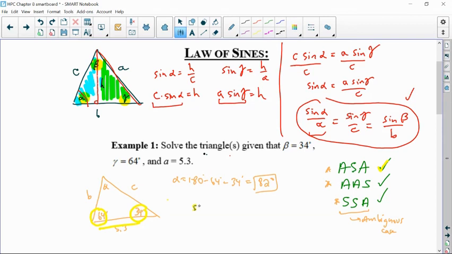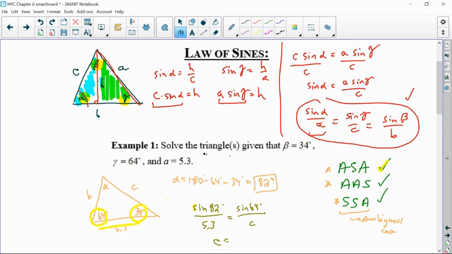So sine of 82 degrees divided by 5.3 is equal to, and I could pick either one, maybe I'll do 64 first, sine of 64 degrees divided by C. And so I'm going to cross multiply and solve for C. So now you can't see me doing it on the calculation, but you'll probably hear the click.